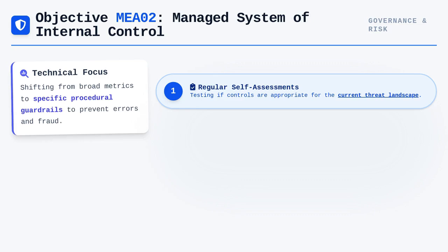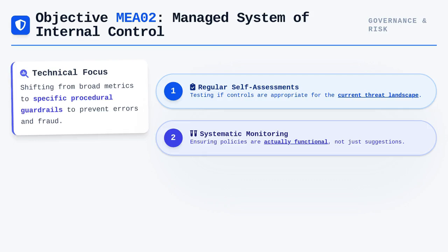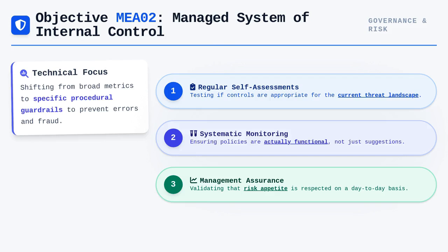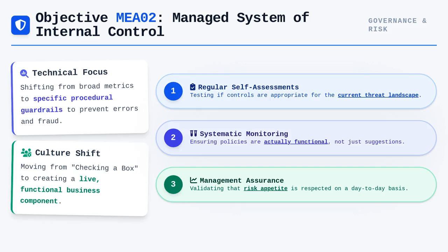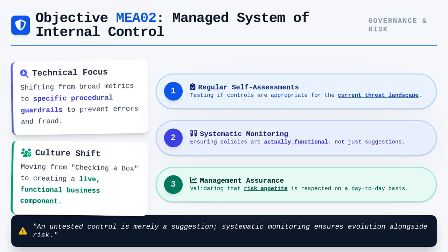If an organization implements an access control policy but never tests if those controls actually prevent unauthorized individuals from entering a system, the policy is merely a suggestion. Systematic monitoring here ensures that the control environment evolves alongside the risks it seeks to mitigate. We establish an ongoing process of control monitoring to provide management with the assurance that their risk appetite is being respected on a day-to-day basis. This creates a culture of accountability where the existence of a control is not treated as a box to be checked, but as a live, functional component of the business.